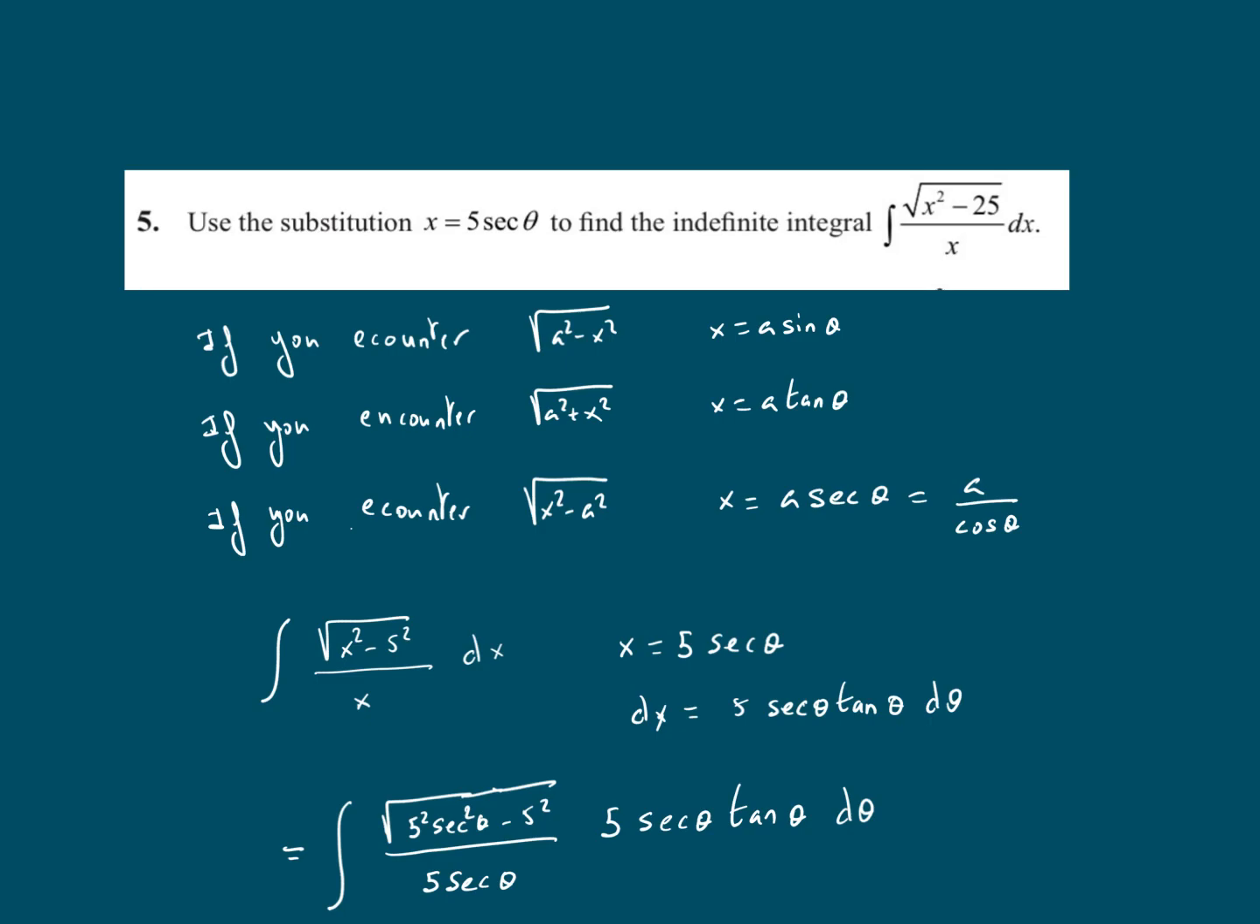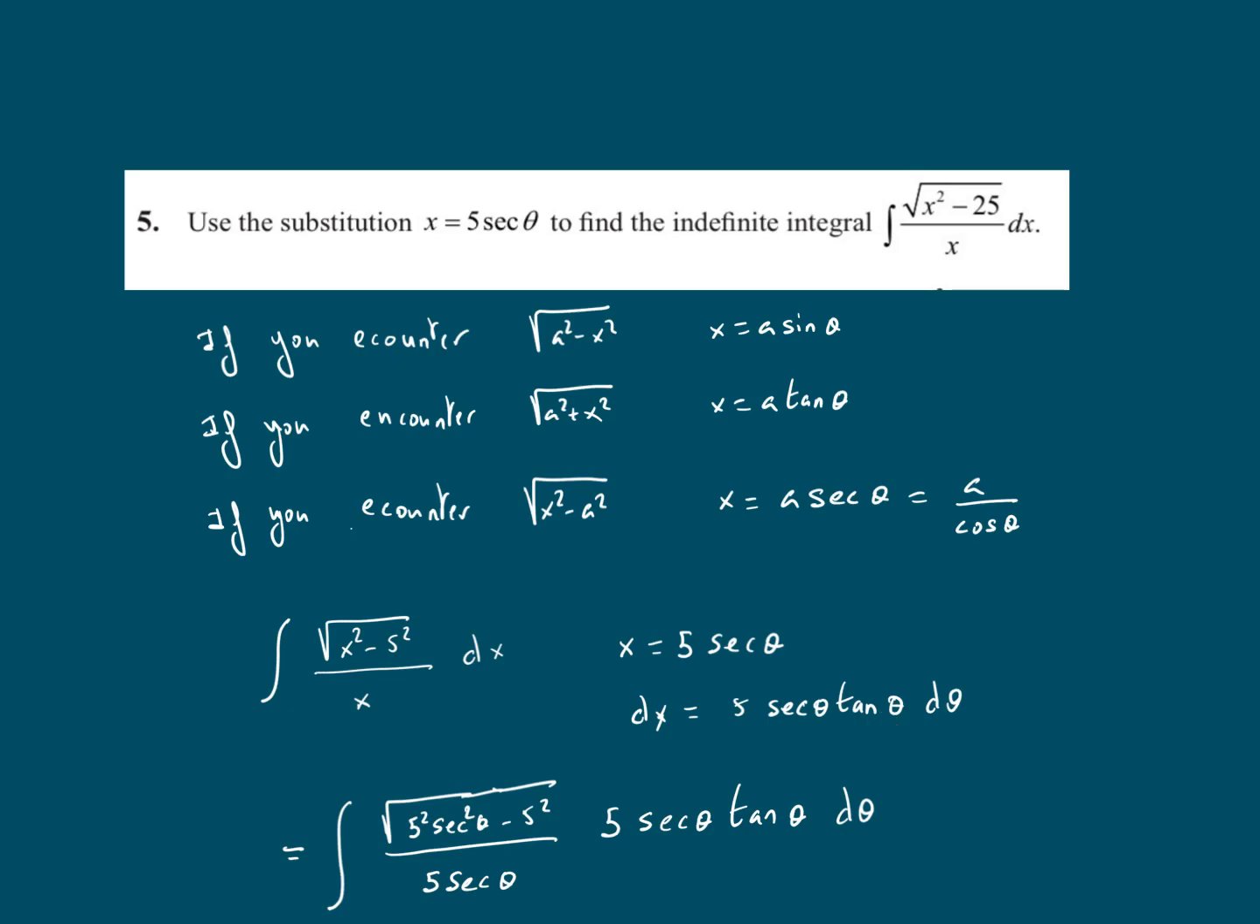So in this problem we need to use this substitution, because the square root that appears is the square root of x squared minus 5 squared. The problem says find the integral of the square root of x squared minus 5 squared, divided by x. So we use a trigonometric substitution, x equals 5 secant of theta. So dx is 5 secant theta tangent theta d theta, because the derivative of secant theta is secant theta tangent theta.